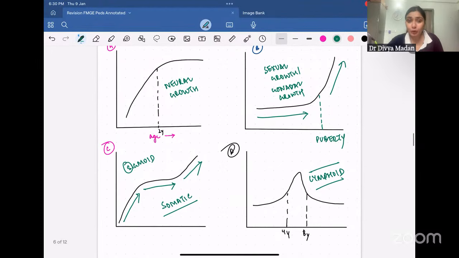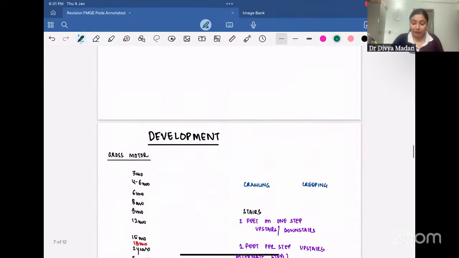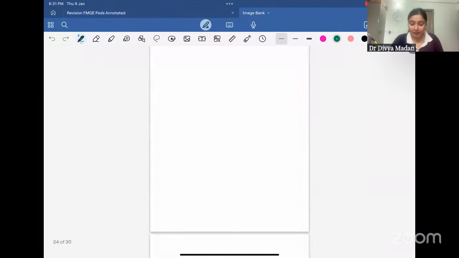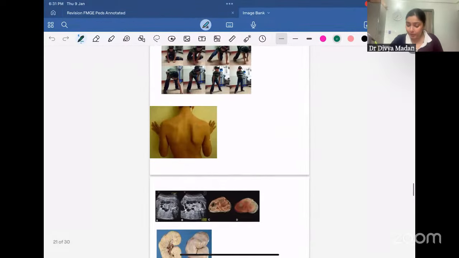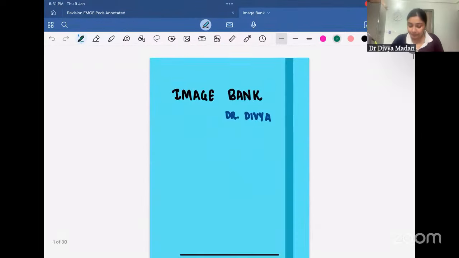Now, after growth, let's talk about a very dreaded topic, that is development, right? Before each and every class, I get a lot of messages that, ma'am, please cover development in thorough detail. So before moving into development, let's look at some images down there.